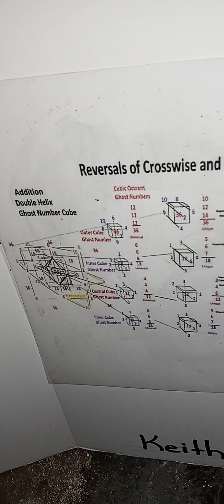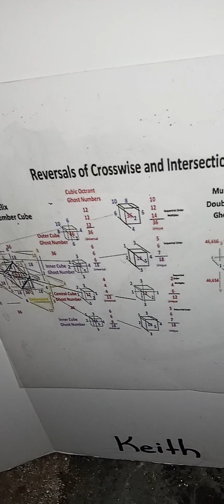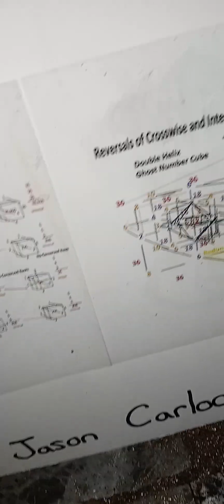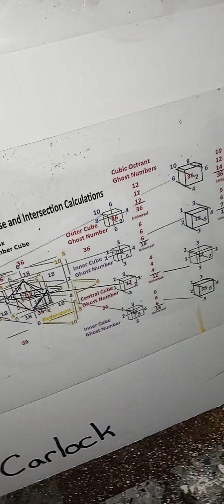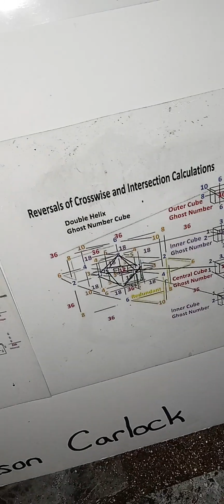And this shows how each ghost number in a cube can be its own central ghost number for a new magic ghost number cube. And these show the different ways of taking the diagonal cubes and doing some calculations on them for the cubic octant ghost numbers.